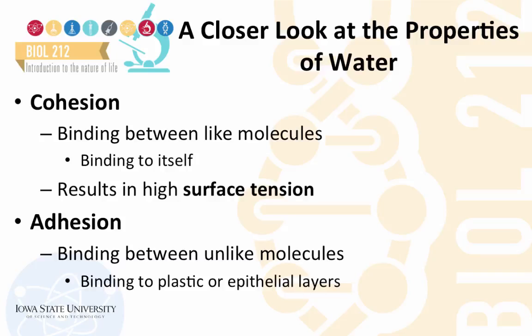When we say water is cohesive, what it means is that there is some amount of binding between like molecules that results in a surface tension that is high. Water is also adhesive, meaning that there is binding between unlike molecules, for example, water and the side of a test tube. This property is the reason why water droplets move along a surface as they do.